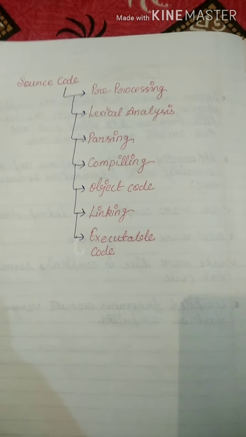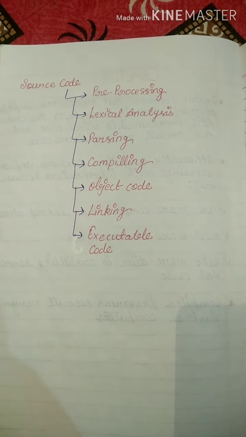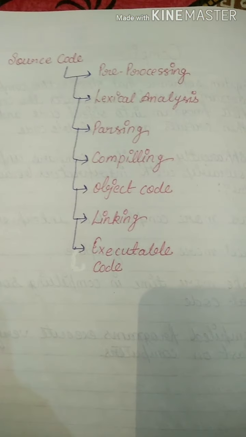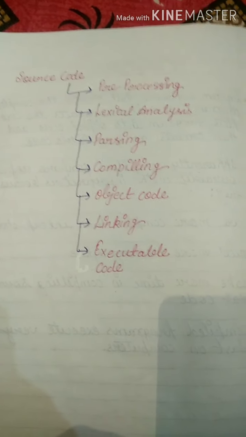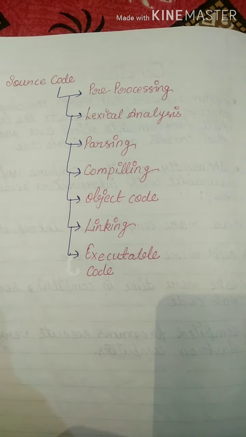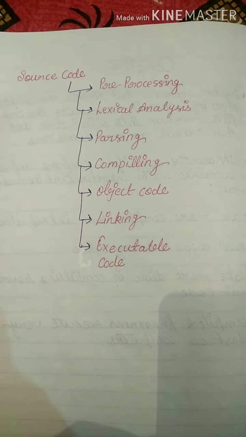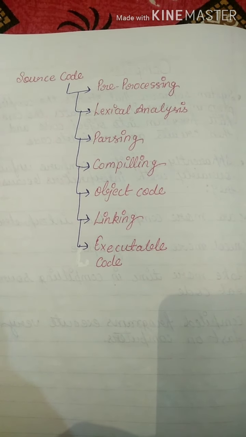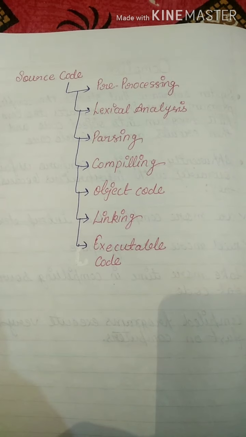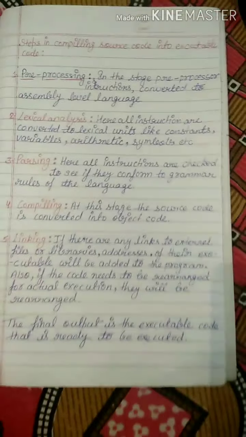Let's see what the steps are that a compiler has to follow. This is the source code, the program that I have written in a high level language. It does pre-processing, lexical analysis, parsing, then compiling, then it gets the object code. After the object code, it does some linking and finally it gets the executable code. These are the steps that a compiler follows. Let's see what each of these steps means in detail.